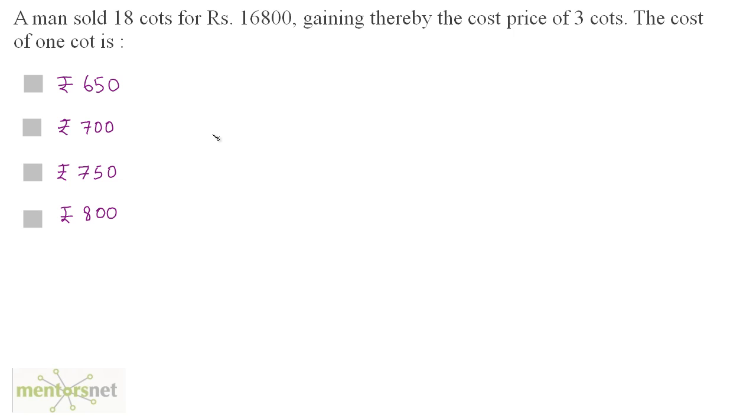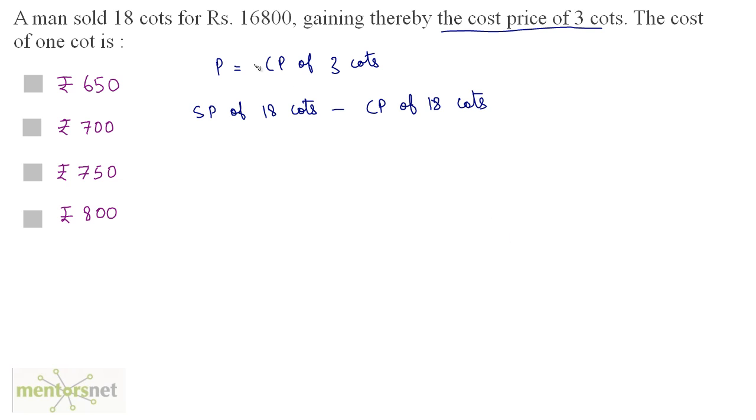A man sold 18 cots for rupees 16,800, thereby gaining the cost price of 3 cots. The cost price of 1 cot is? So the man gains the cost price of 3 cots, which means that the profit is equal to the cost price of 3 cots. Now profit is selling price minus cost price. So the man sold 18 cots. So the profit is the selling price of 18 cots minus the cost price of 18 cots, and this profit is the cost price of 3 cots. So this is equal to CP of 3 cots.